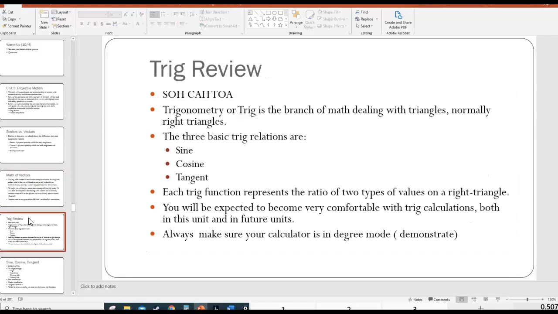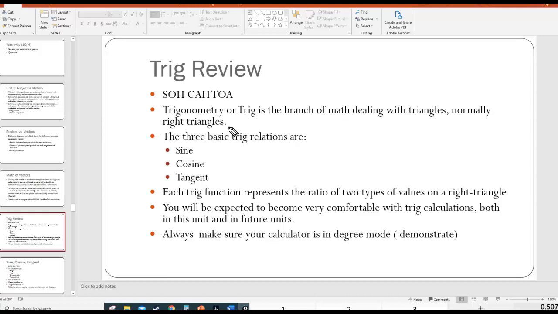So trigonometry is the branch of math that deals with triangles typically. Okay, normally right triangles. That means a triangle that has a 90-degree angle. And there's three basic trig relations that you need to know about. Okay, there's actually 6, but normally in high school you only learn about the first 3. Okay, and so those basic trig relations are sine, cosine, and tangent. And hopefully those sound familiar to you.